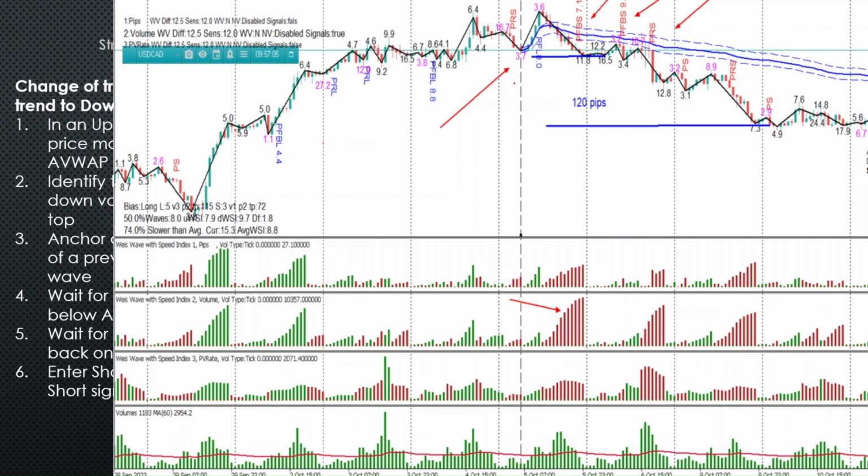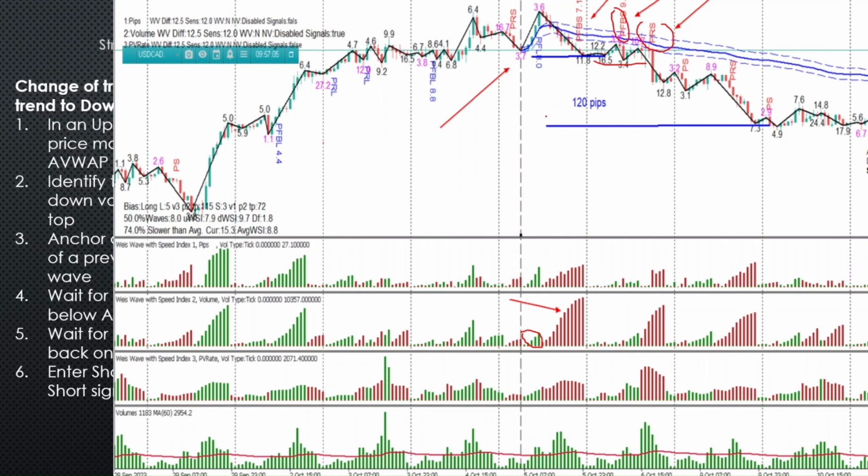So what do we do next? We place our VWAP on the previous wave. That means on this up wave. On the beginning of this up wave, we place our AVWAP. Now price comes down, okay, and then pulls back to the VWAP and it respects the AVWAP line. So this is where we enter short. We miss this one, then we can enter on this one. So this move is about 120 pips.